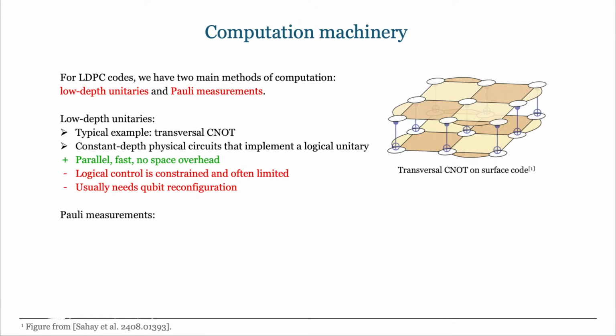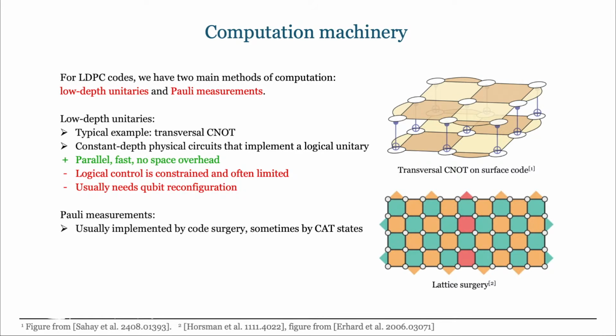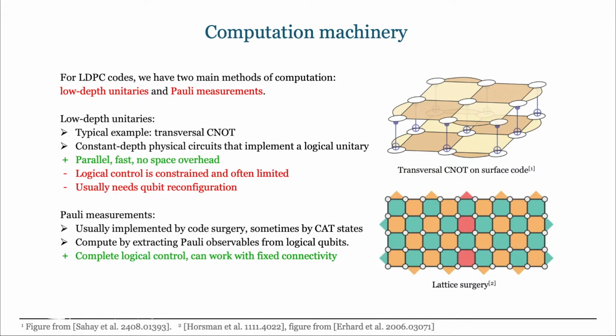On the other hand, we have Pauli measurements. This is a very different primitive. It is usually implemented by code surgery, such as lattice surgery. Sometimes we implement it with cat states. The high-level idea is that we implement computation by extracting Pauli observables from the logical qubits. I'll explain what this means later. The main advantage of Pauli measurement is that it gives you very complex, almost complete logical control over your qubits, and it can work with fixed connectivity. You don't need to move things around. However, the disadvantage is that this is usually slower. The logical control is often sequential in a lot of the cases we're looking at. So this is, in my opinion, a pretty clear comparison of the two main primitives we have. Yes?